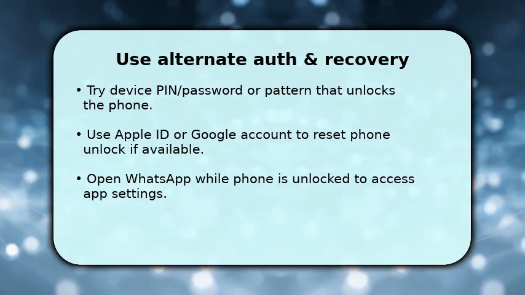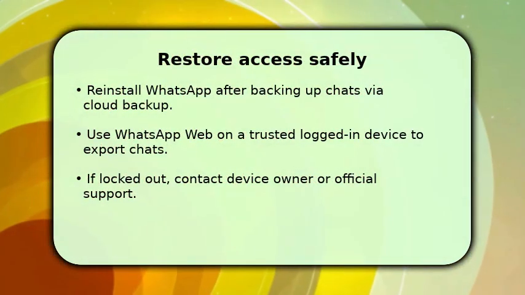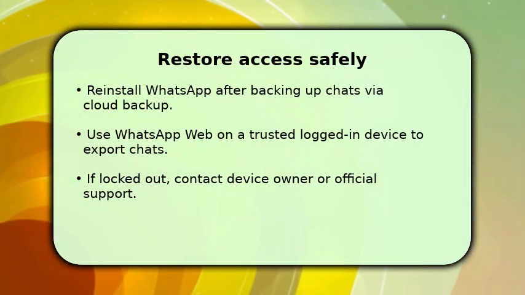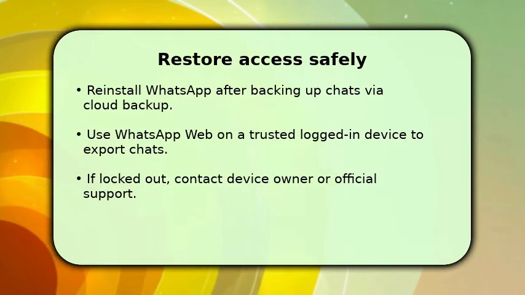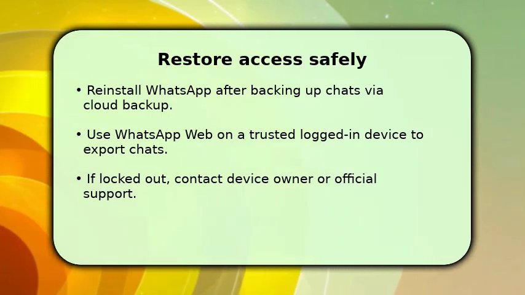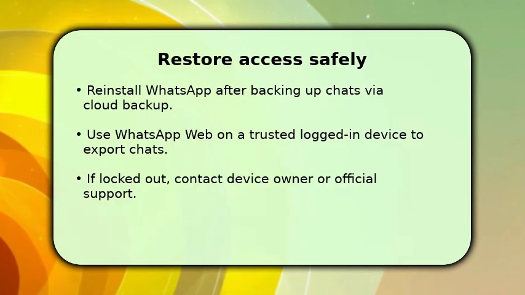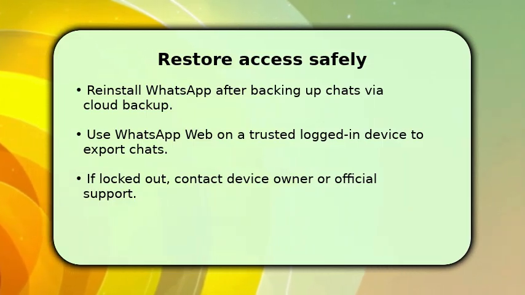If you regain phone access, immediately check WhatsApp backups in Google Drive or iCloud and perform a restore after reinstalling if needed. Alternatively, use WhatsApp Web on a computer where your account is already active to export important conversations.